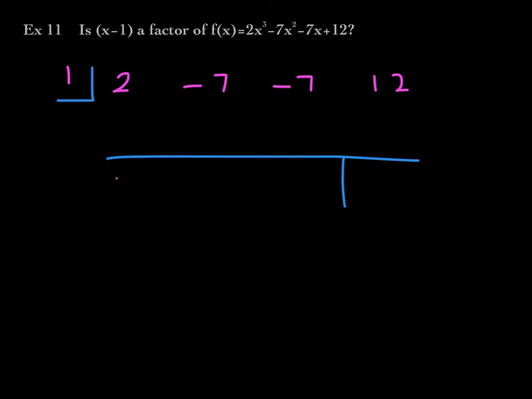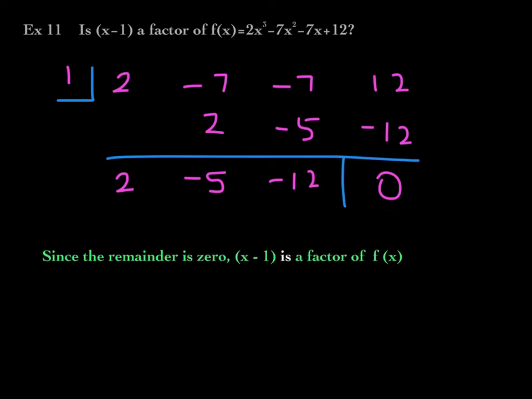Bring down the 2. 1 times 2 is 2. Negative 7 plus 2 is negative 5. 1 times negative 5 is negative 5. 17 plus negative 5 is negative 12. 1 times negative 12 is negative 12. And we get 0. I don't know if you recognize it, but these last two examples we've done before. So anyway, there we go. So what's our conclusion? Since the remainder is 0, x minus 1 is a factor of f of x.